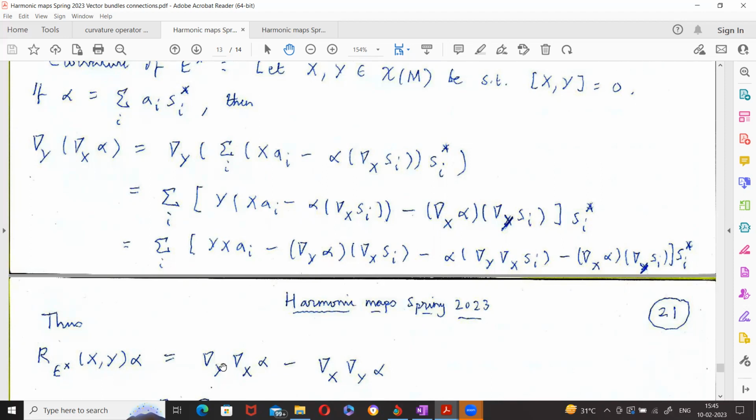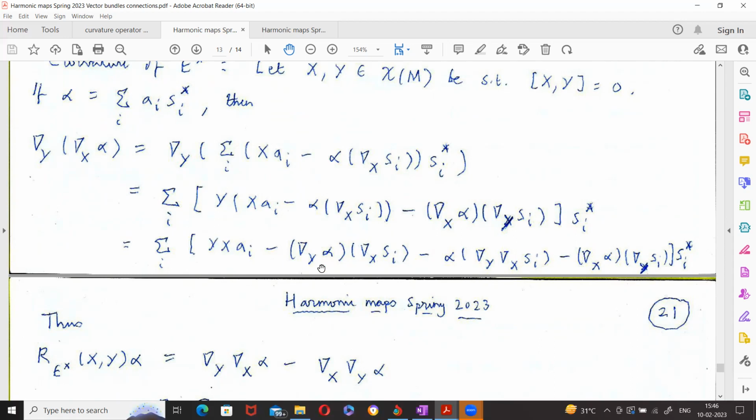when I take nabla_y nabla_x alpha minus nabla_x nabla_y alpha, basically I just have to take this expression and interchange x and y and then subtract, right? So when I interchange x and y, what will happen? The first term, yx, will become xy, right? And then I'm subtracting. So I'll get yx minus xy. That is minus the bracket of xy applied to alpha(s_i). But that is 0 because I've chosen x and y so that the bracket is 0. So the first term will vanish.